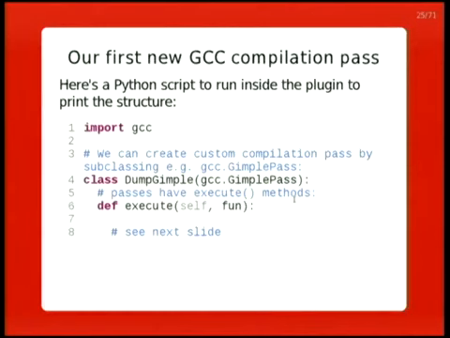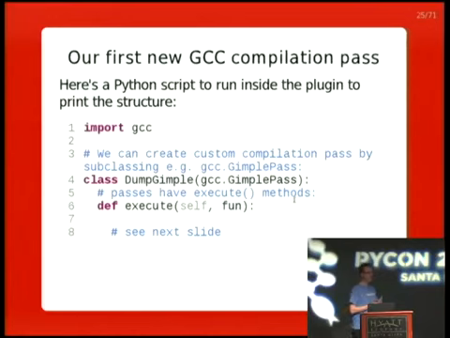So let's create a new compilation pass for GCC in Python. We import gcc, which is where all the API is. It's all objects and classes. So to create a new compilation pass, you subclass, in this case, gcc.GimplePass, because it's operating on the Gimple representation. And every pass has an execute method, and this will be called once per function in the code being compiled.